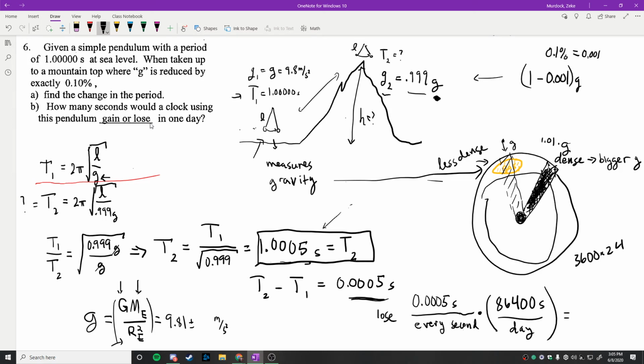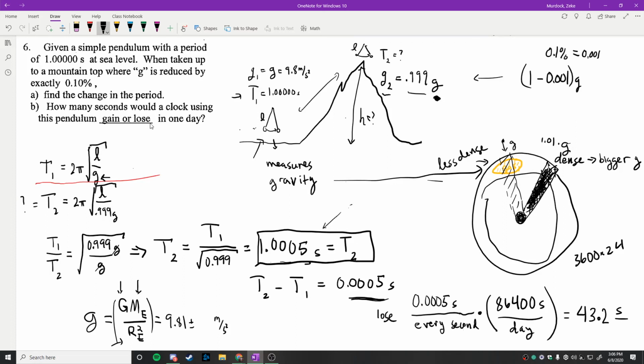Because I could have put 84.6. I mix that up sometimes. So if we take 86,400 and we multiply by 0.0005, you get 43.2 seconds. So this clock would be off by 43.2 seconds, which I think you guys would agree is a lot.